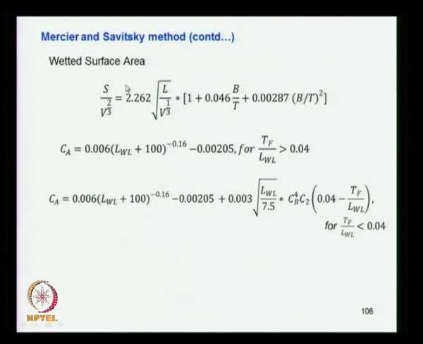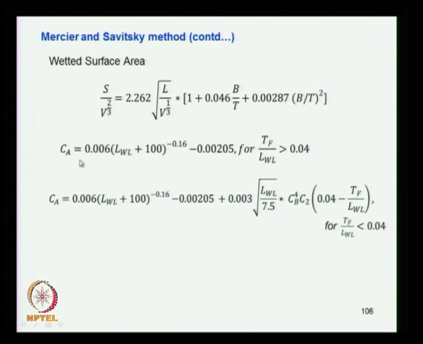So the wetted surface area is given by S by V raised to 2/3 is equal to 2.2 L by V power 1/3 B by T and B by T square, here you can see. So once from this expression, by knowing these parameters, you will be able to find out the wetted surface area.